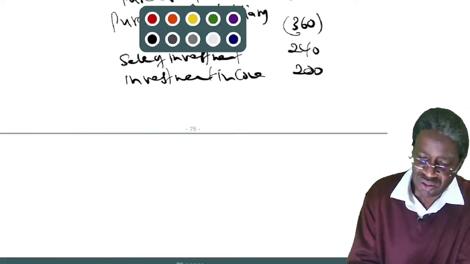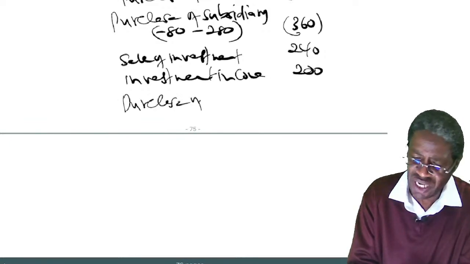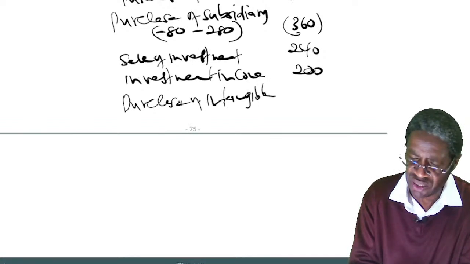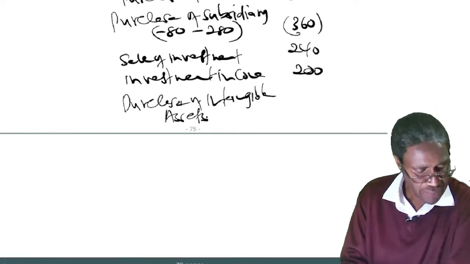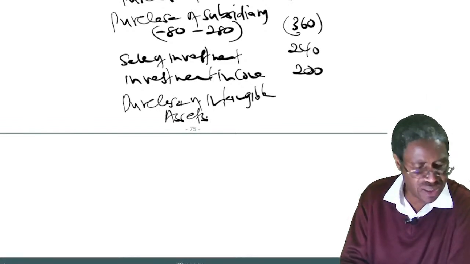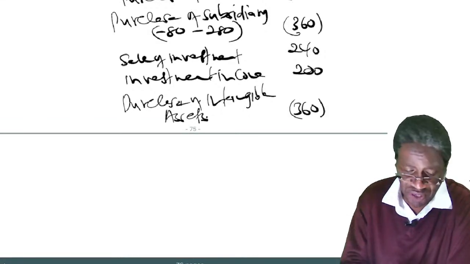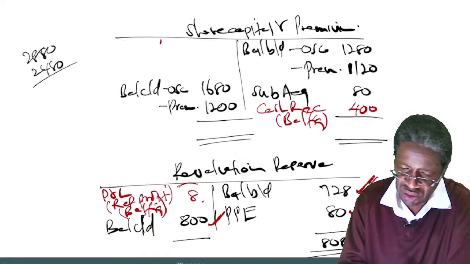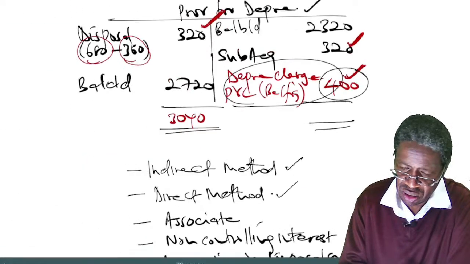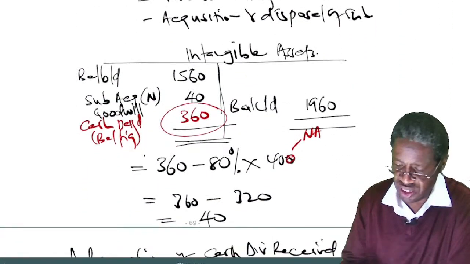So come and see here, purchase of intangible assets. How much? Purchase of intangible assets, 360. That's an outflow. Let me confirm. I think it was 360. Yes, 360. Good. Thank you.